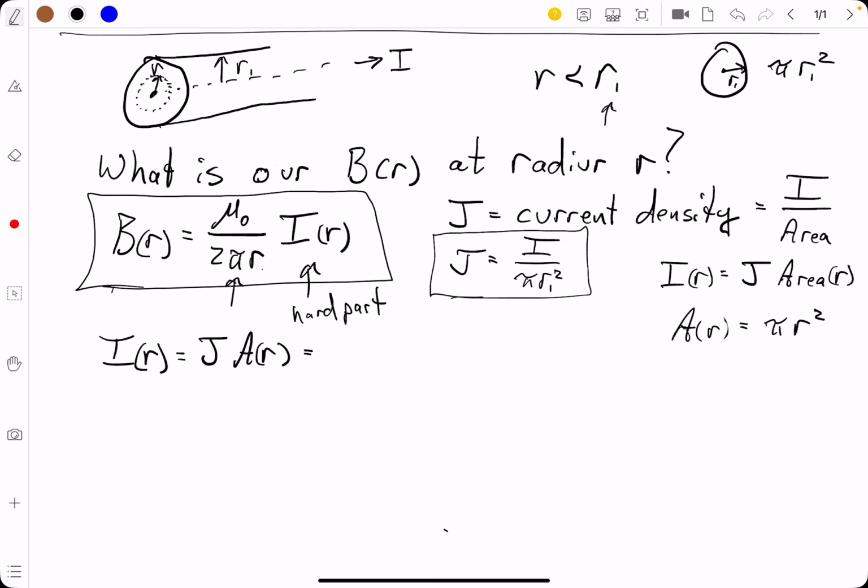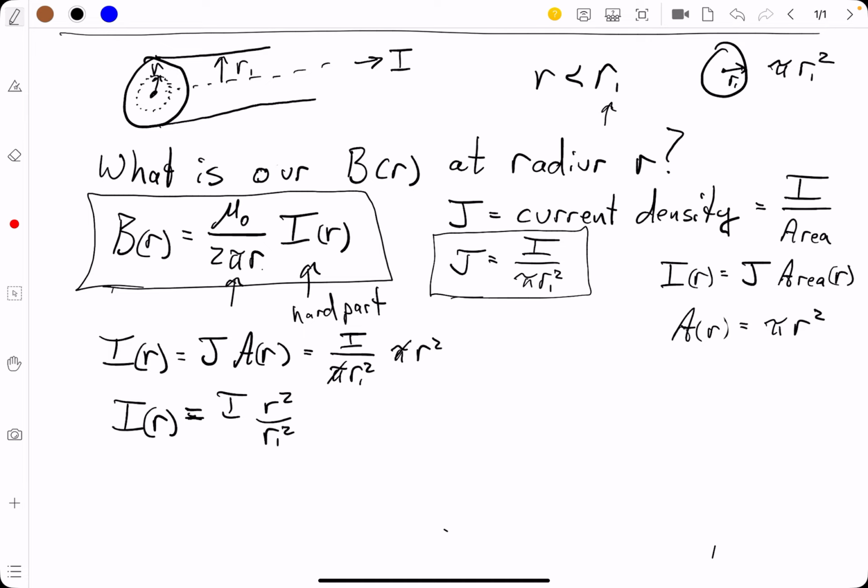So we've got J. J is our current divided by pi R1 squared. A of r is pi r squared. And the pi's can cancel. And I'm left with I of r is equal to I times r squared over R1 squared. That's good. That's better.